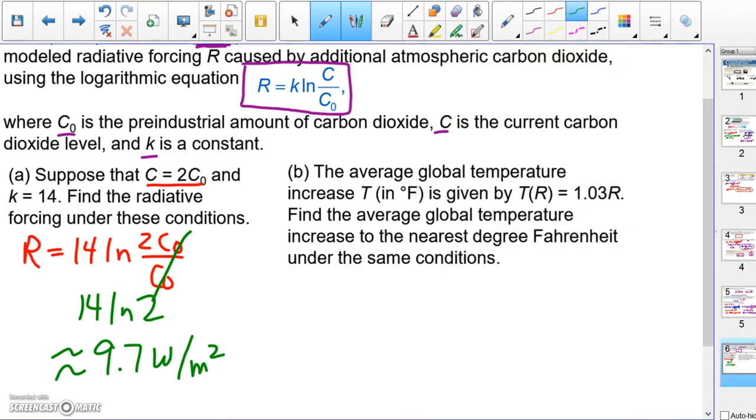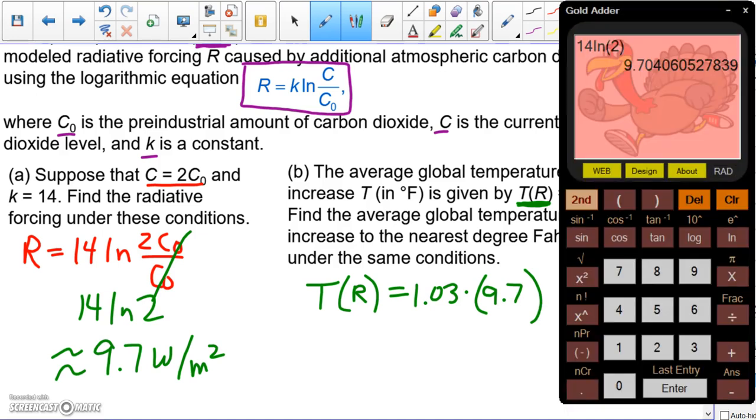Part B, the average global temperature increase in degrees Fahrenheit is given by T of R. That's not multiplication, that's a function. T of R equals 1.03 times R. So that is multiplication. Find the average global temperature increase to the nearest degree Fahrenheit. So we've got this function, T of R is equal to 1.03 times R. But R is what we just found in part A. R, according to our calculations, was 9.7 watts per meter squared. So we're just going to multiply 1.03 times 9.7.